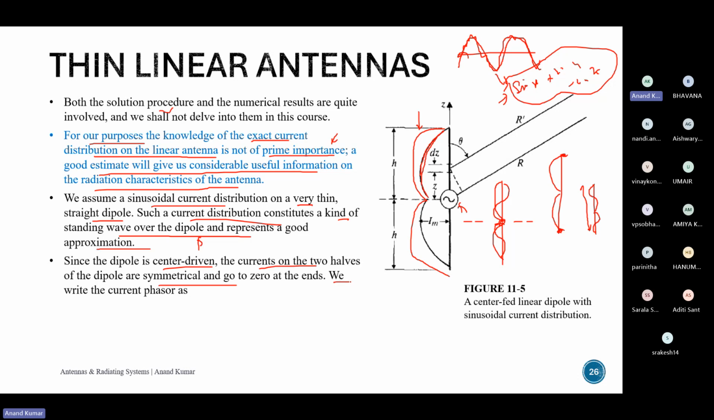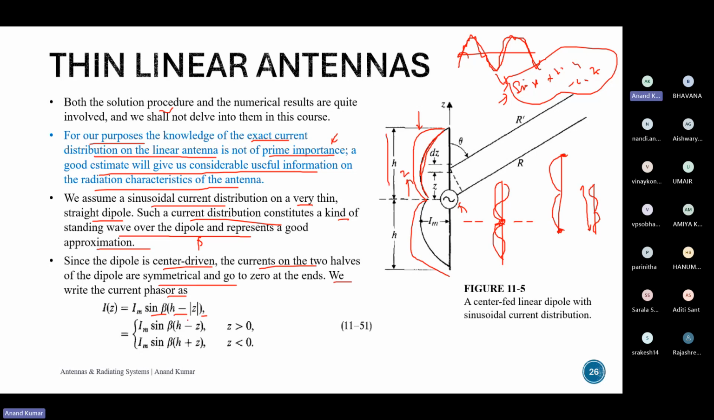And with this knowledge, we can write the current phasors as this expression. So this is sine beta (h minus z). Here z is the direction in which we are moving, and h is the total length. Essentially, this particular function that you have seen is drawn over here. So we have defined a current distribution over the dipole, and with this we'll proceed with our results. Maybe I'll pause over here if you want to go through and read this function, how it looks like.